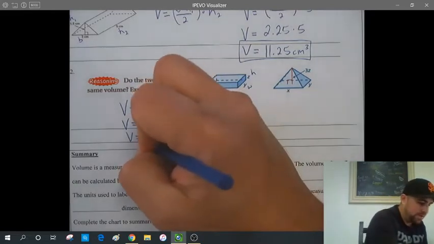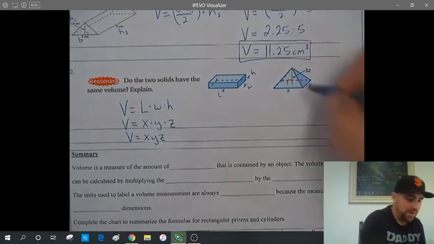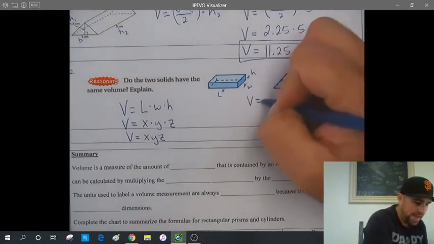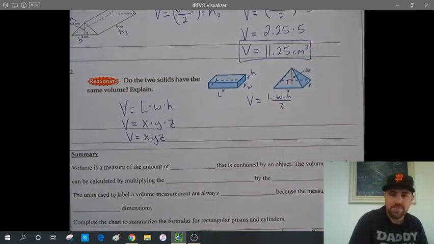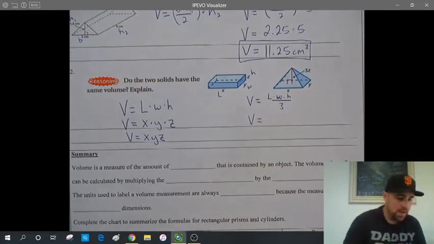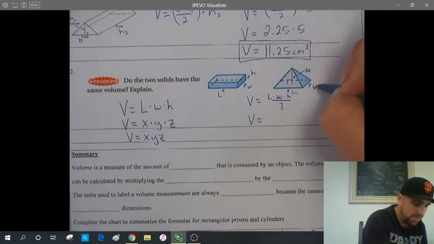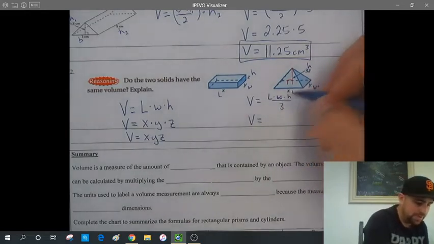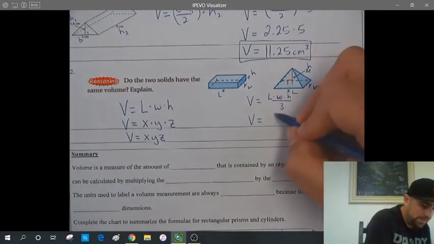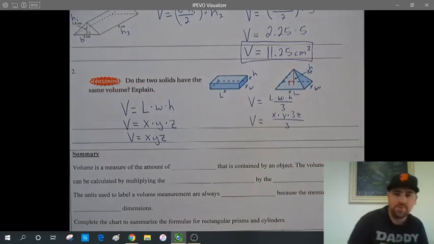So for the first one, it's x, y, z. For the other one, it's a pyramid, so the volume is length times width times height, but then divide by 3. If x is my length, my width is y, and my height is 3z this time, then putting those in gives x times y times 3z, but remember I have to divide the whole thing by 3.